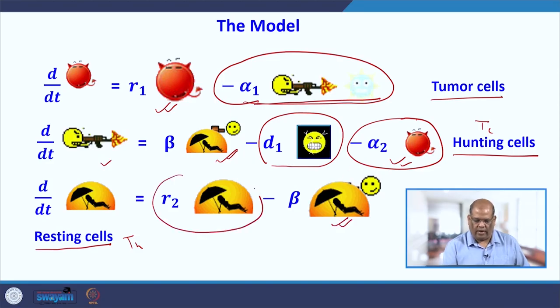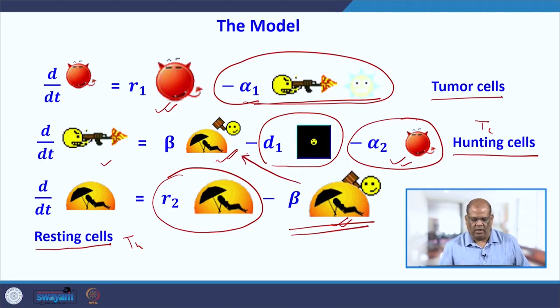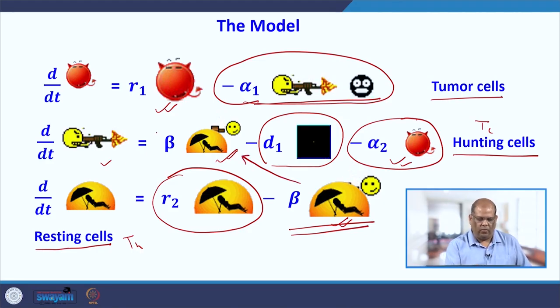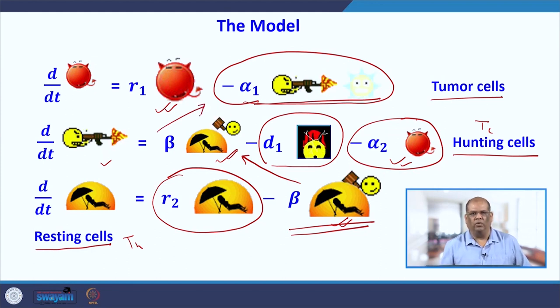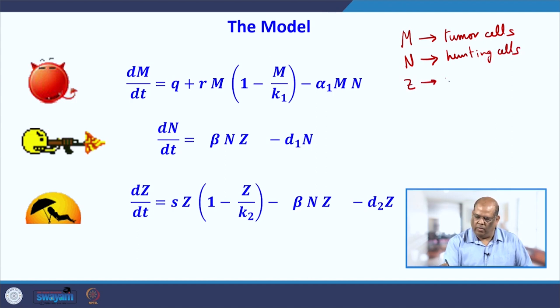This is the growth of the resting cell, and this is the part where your resting cell is being boosted up and it is boosting the TC cells so that their number is increased, which in turn helps the tumor cells to get killed. We now look into the model with the usual notations with a little modification. So, here we take M to be the tumor cells, N to be the hunting cells whose job is to kill the tumors, and Z to be the resting cells.